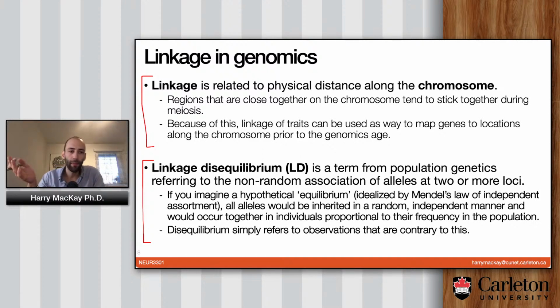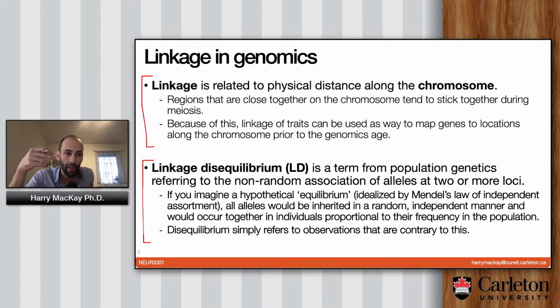It's named this as an answer to the hypothetical state of equilibrium, which would be the assumption of Mendel's law of independent assortment. Every single allele that you could possibly have is inherited completely independent of one another and in a completely random way. That means that the co-occurrence of alleles in an individual would be proportional to their frequency in the overall population. So that's what's proposed by the law of independent assortment, that everything is basically just random and there's no linkage or connection between any of the different alleles in the genome.